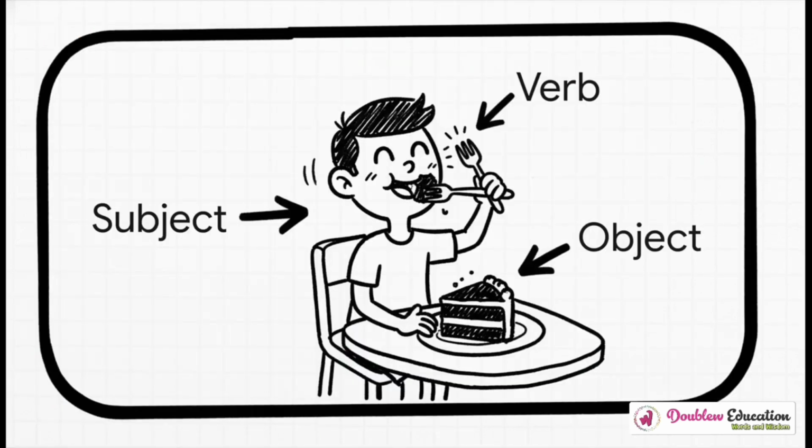Joe eats a cake. Let's break it down. Who's doing the action here? Joe. He's our subject. What is he doing? He eats. That's our verb. And what is he eating? A cake. That's the object. Subject, verb, object. See how simple and direct that is? That's active voice for you.